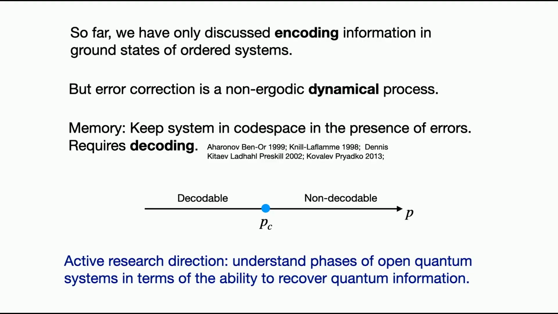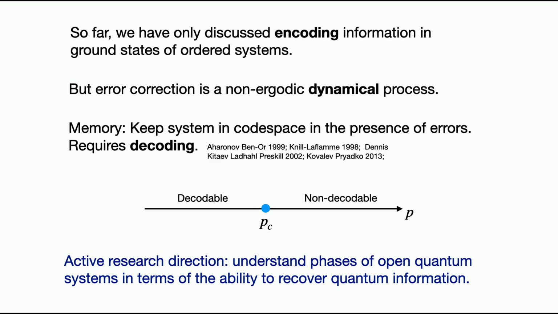All right, so far we've only talked about encoding information in the ground states of ordered systems, but error correction, of course, is fundamentally a non-ergodic dynamical process. Once you've encoded this information, now you have to think about what happens when errors act on the system. Errors are going to be exactly this type of term. You can act with sigma x somewhere, and that'll create a pair of vortices. You can act with sigma z somewhere, and that will create a pair of charges.